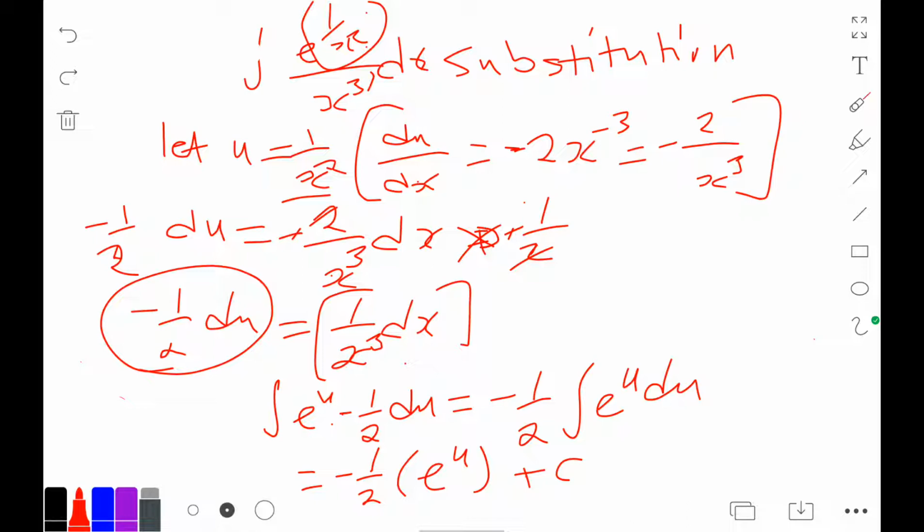So if we substitute back for u, which is 1 over x squared, this is the same as negative e to the power, instead of u we're going to write 1 over x squared, over 2 plus c. Let me rewrite this equation properly so you can see.